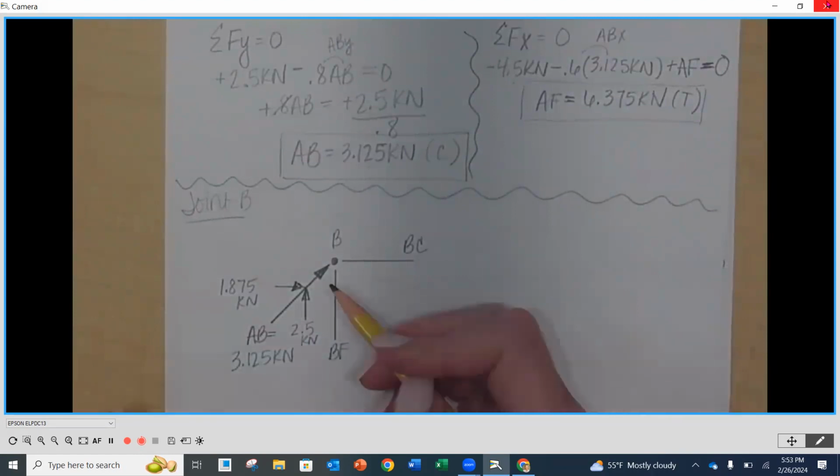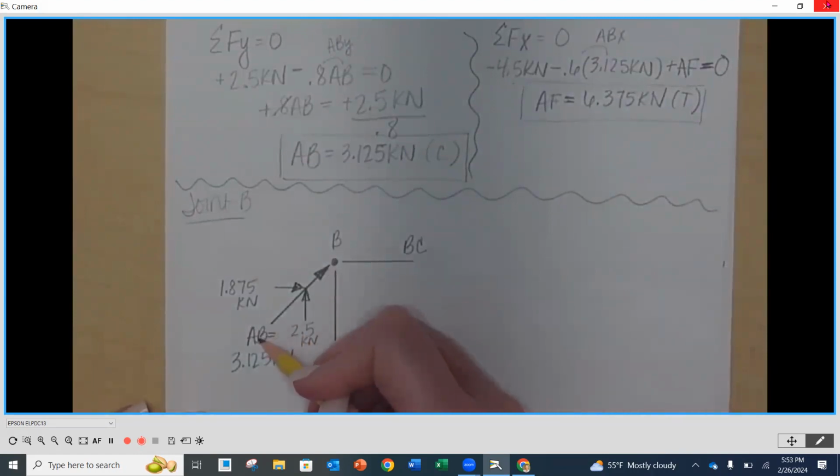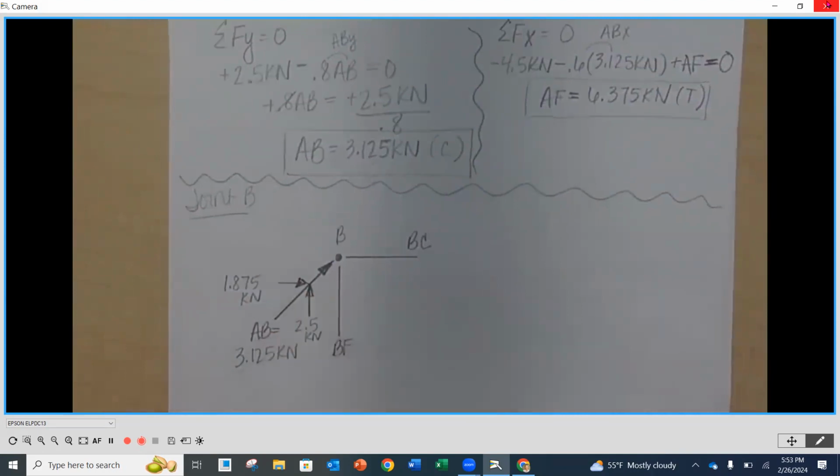Don't draw this going down and to the left. Remember, if it's in compression on one joint, it has to be in compression on the one that it's connected to as well. So it's got to like switch directions. And so it has to point at B here as well. That was a compression member. It's pressing on each.